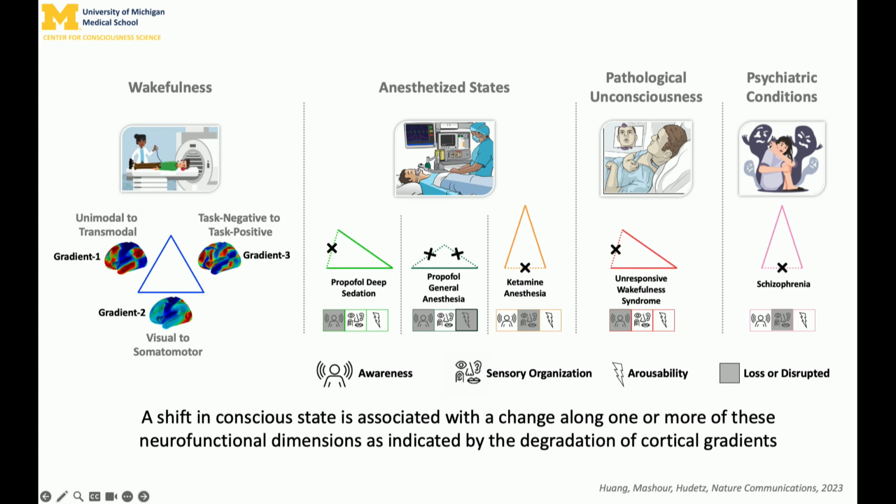We found that a shift in the conscious state is associated with a change along one or more of these neurofunctional dimensions, as indicated by the degradation of cortical gradients. For example, gradient 1, unimodal to transmodal, was degraded in deep sedation and general anesthesia with propofol and in patients with unresponsive wakefulness syndrome, indicating loss of awareness. Gradient 2, visual to somatosensory, was degraded in ketamine anesthesia and schizophrenia, suggesting sensory disorganization. And gradient 3, the task-negative to task-positive gradient, that is, the brain regions showing activation or deactivation during cognitive tasks, degraded when subjects were no longer arousable by pain stimulation during high-dose general anesthesia.